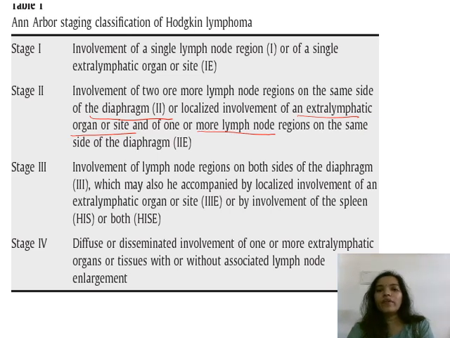If there is involvement of lymphoid regions on both sides of the diaphragm, whether extra lymphatic or lymph nodal sites, then it is stage 3. Or even if there is involvement of the spleen, then also it comes under stage 3. Diffuse or disseminated involvement of one or more extra lymphatic sites or tissues, with or without associated lymphoid enlargement, comes under stage 4. So if there is diffuse or disseminated disease, then it comes under stage 4.